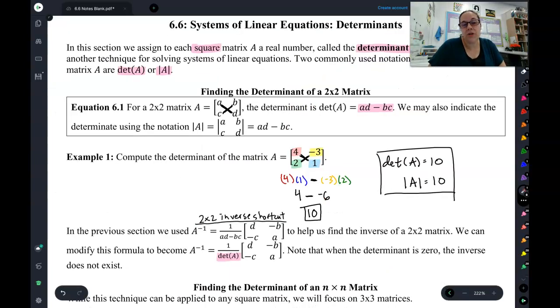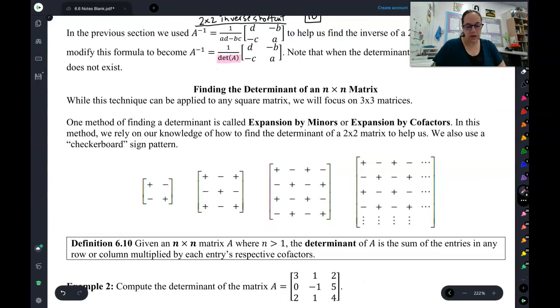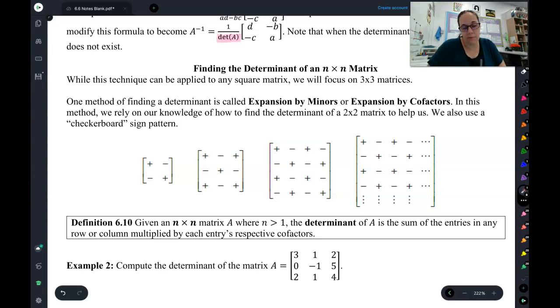So that is it for 2 by 2 matrix determinants. Not too bad, pretty quick and easy. Let's start to expand to a bigger matrix, n by n. Now for the rest of this lesson, we're going to focus on 3 by 3s. However, you do have a couple 4 by 4s in your homework as well.